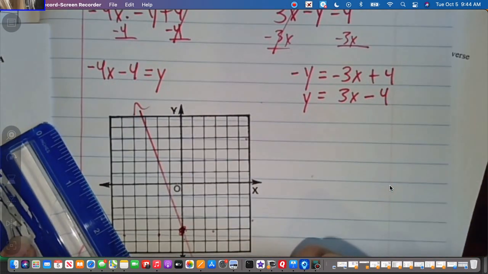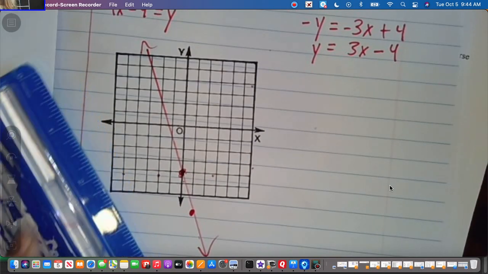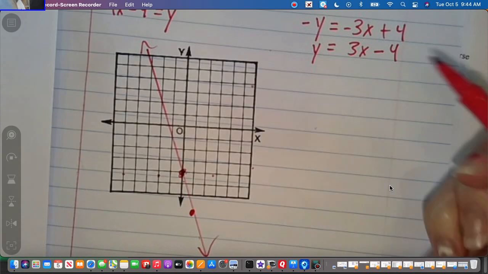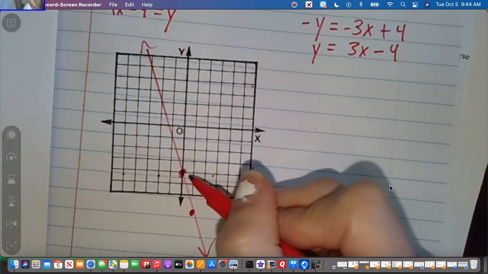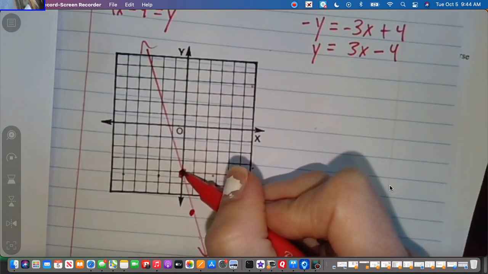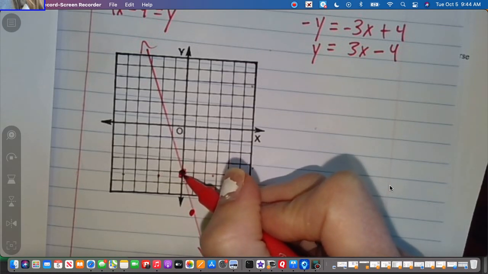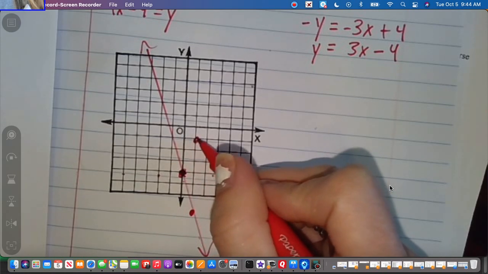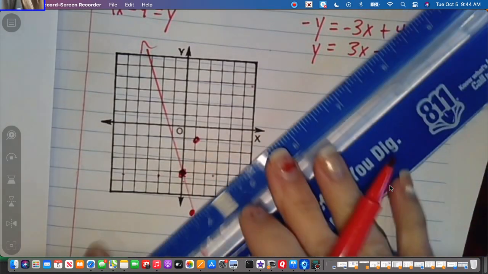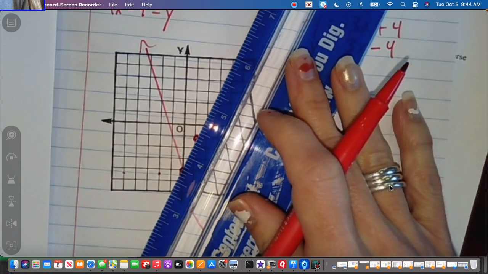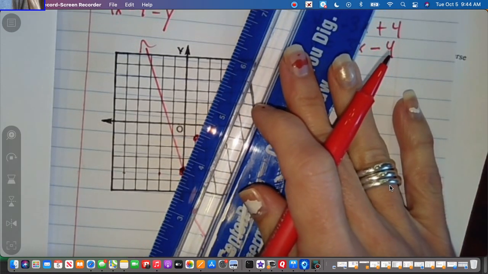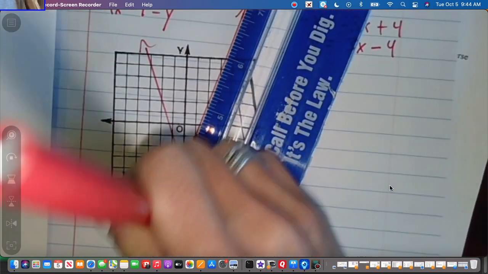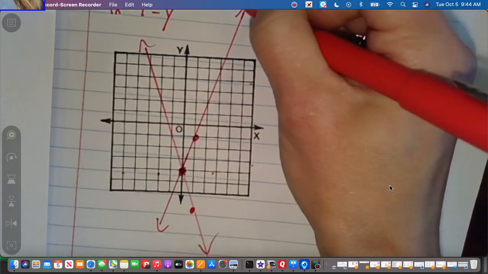Okay, there's that graph. All right, then my next one, where do I start? Down 4. How convenient. I can already see where they cross. Right there. Down 4 and then up 3, 1, 2, 3, and over 1. I like this one because you can see where they cross. So this would be 0, negative 4. And then you're going to go up 3 and over 1.